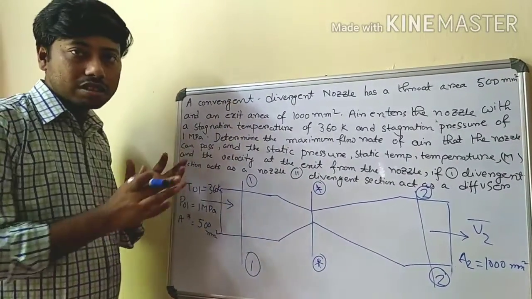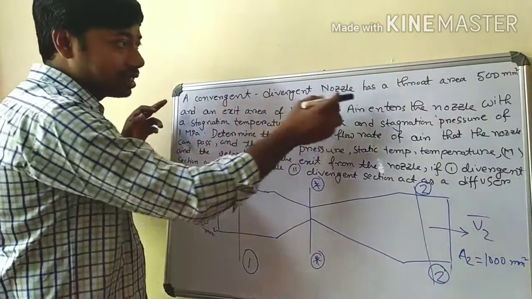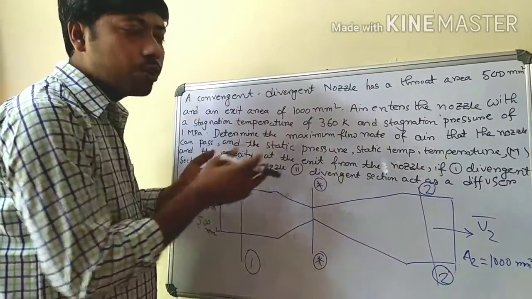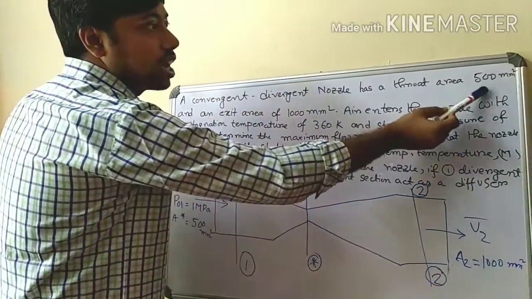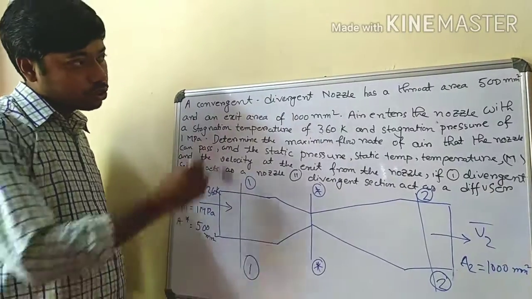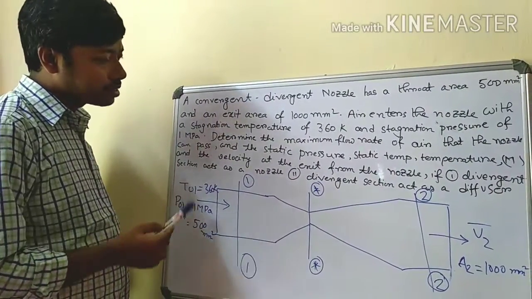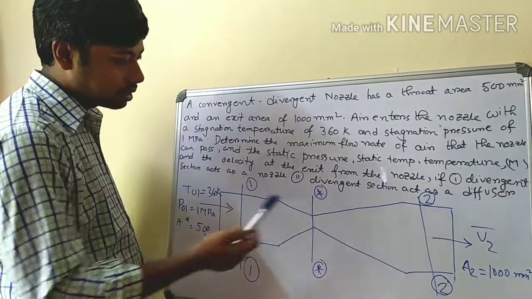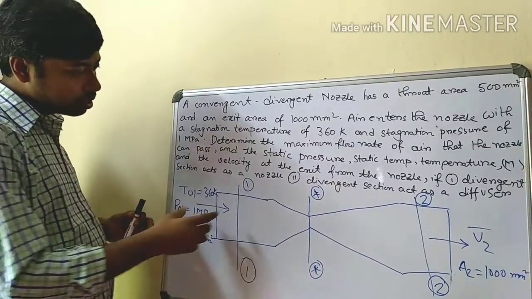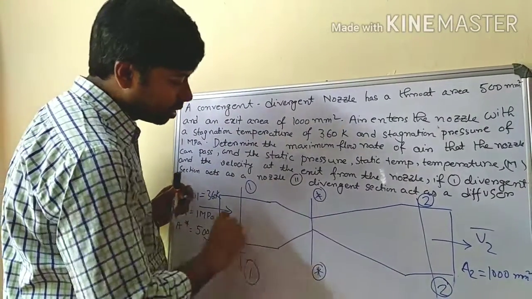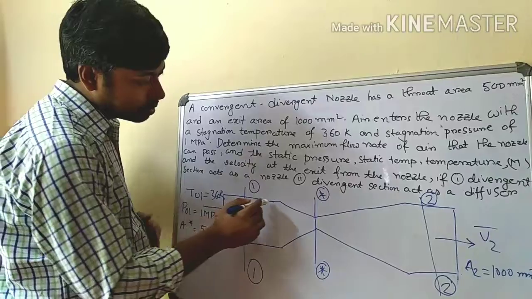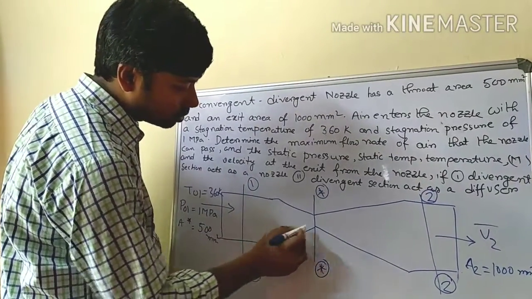Basically a nozzle, which is a convergent divergent section. So this is given here, and the throat area is given as 500 millimeter square. You know that the convergent divergent section looks like this one. And suppose this is a duct in which you can see the convergent section.